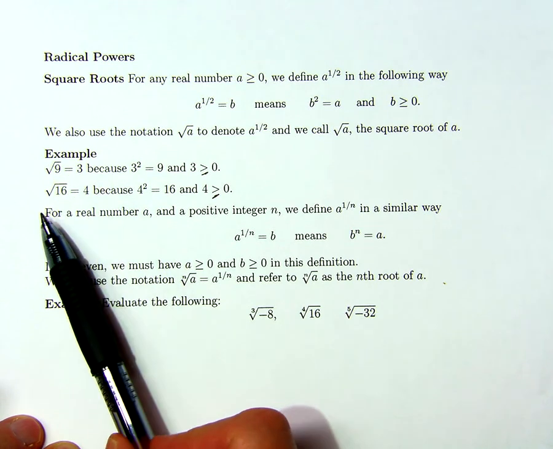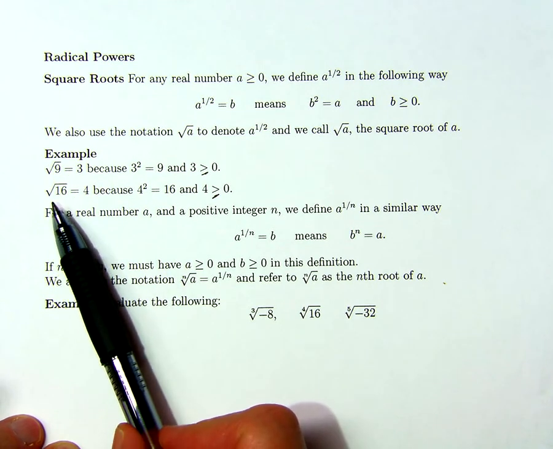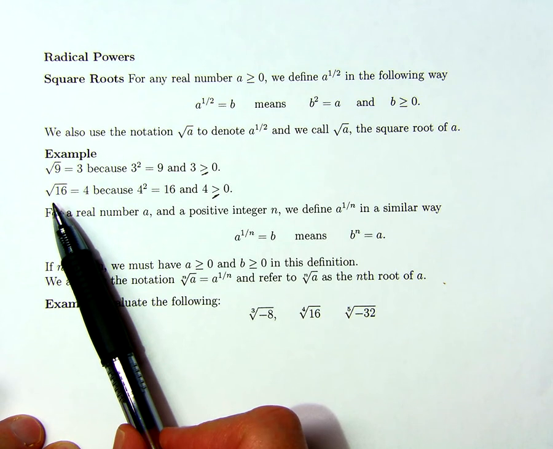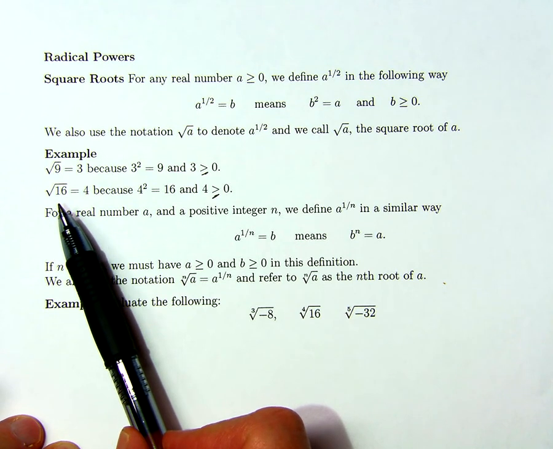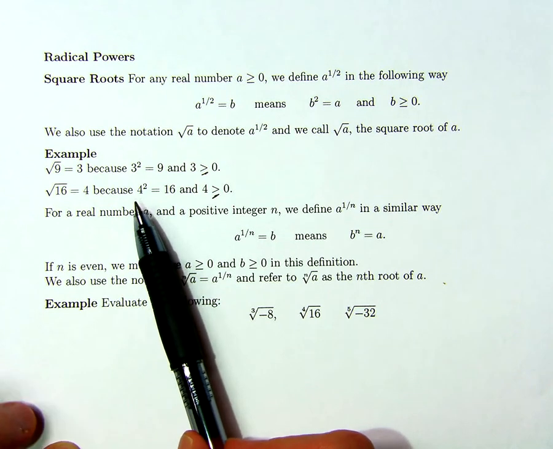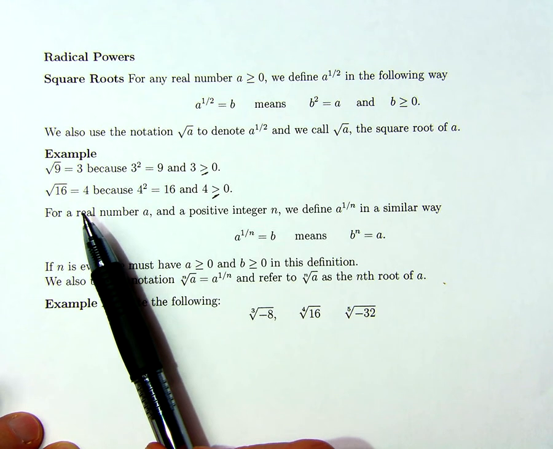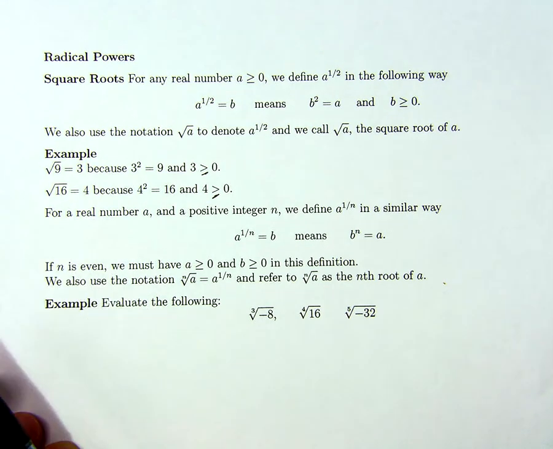If we're trying to find the square root of 16, we need to find the unique number greater than or equal to 0 whose square is 16. And 4 fits the bill here, so 4 is the square root of 16, or 16 to the 1/2.